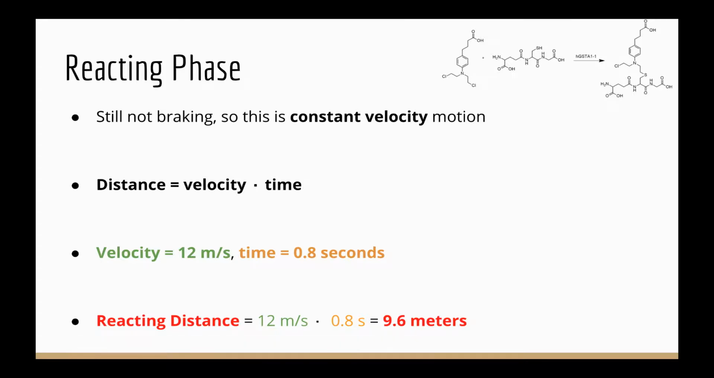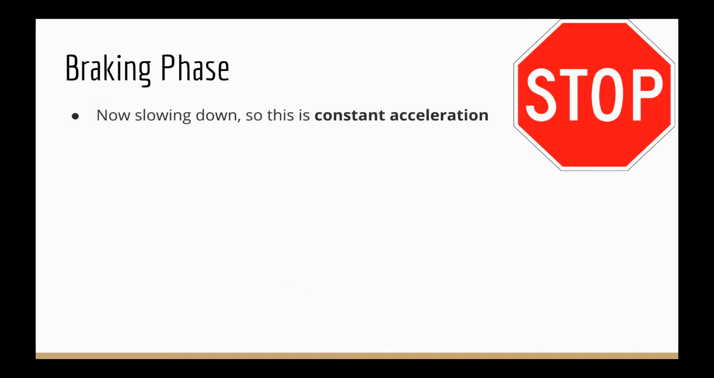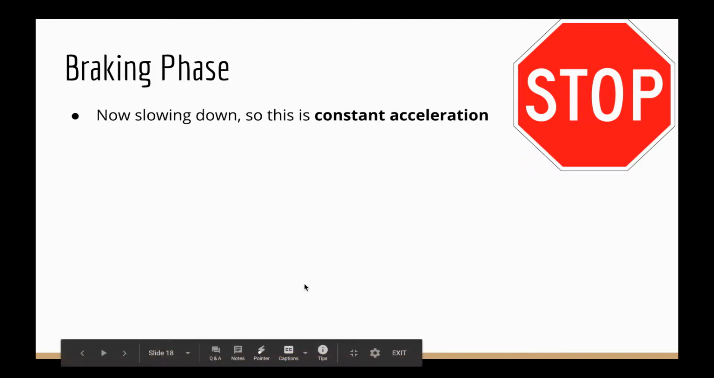So at this point, we know that distracted distance was 4.8 meters, and our reacting distance was 9.6 meters. Our next step is to figure out our distance for the braking phase. So during the braking phase, the car is officially starting to slow down. So there is a constant acceleration. Remember, acceleration occurs when there is a change in velocity. So the change in velocity is the car slowing down, which creates a constant acceleration. And if we all remember, negative acceleration can be thought of as deceleration.